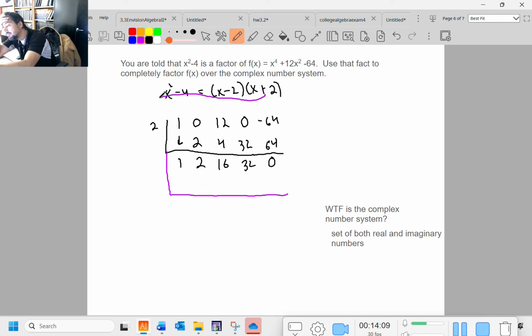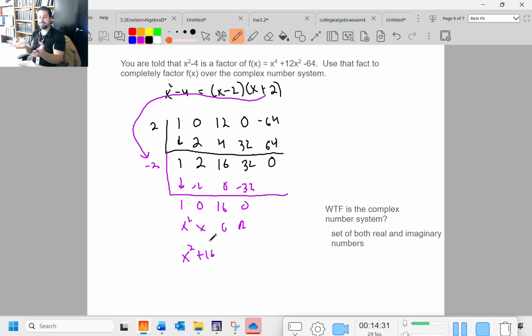This time I'm going to use the -2. I'm going to drop. I'm going to multiply. I'm going to add. I'm going to multiply. I'm going to add. I'm going to multiply. And I'm going to add. And I'm left with the remainder, a constant, an x, and an x squared. I'm left with x squared plus 16.